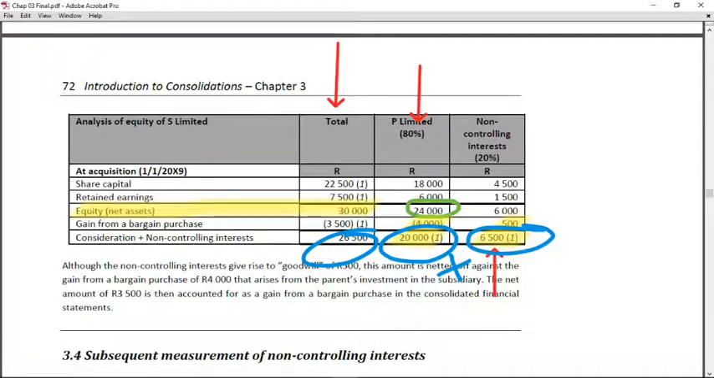You will not show this 500 Rand goodwill that originated from the measurement of NCI anywhere in the group. You will only see this amount of 3,500 as a gain from bargain purchase.